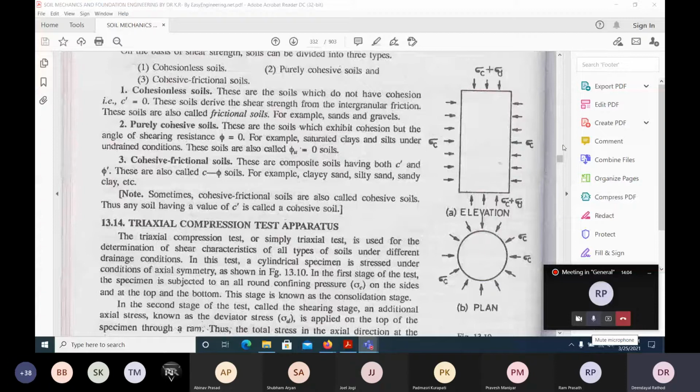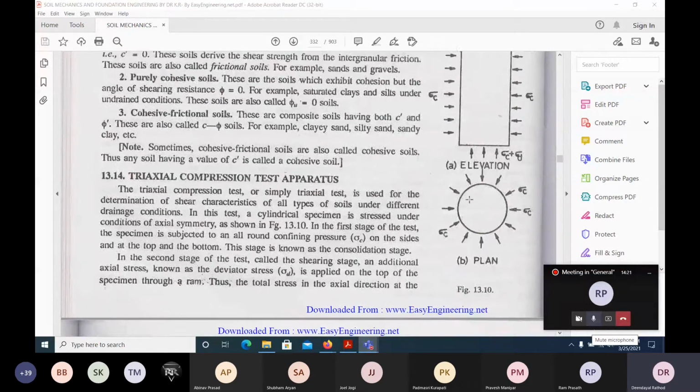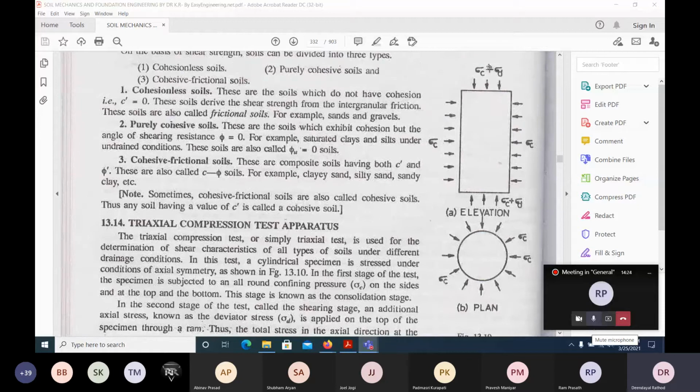Because the soil is in cylindrical form, sigma 1 would be the topmost axial load we apply, and sigma 3 would be all around. So this soil sample is subjected to sigma c, and the top also gets sigma 3 everywhere. Then we apply an additional load, called the deviator stress. Sigma c plus sigma d, the deviator stress, will equal sigma 1, the major principal stress, and sigma c is the minor principal stress.